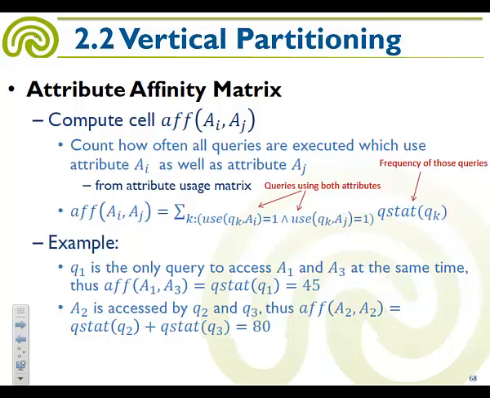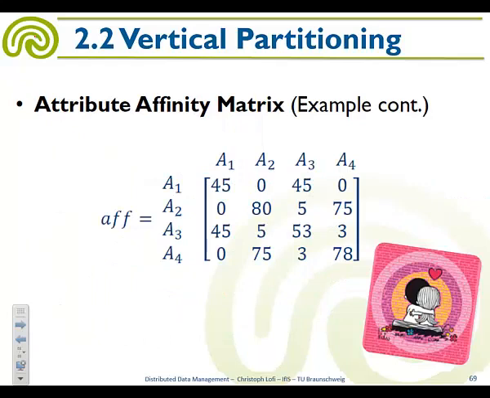So how can we do that? Now, that's actually rather simple. We just go through all queries, and if we find any query which uses both attributes, then we sum up the frequency of that query, right? And we do that for every row. So what does that actually mean?